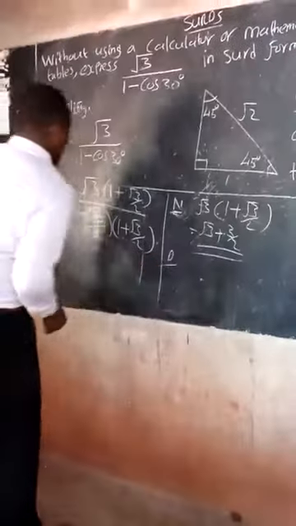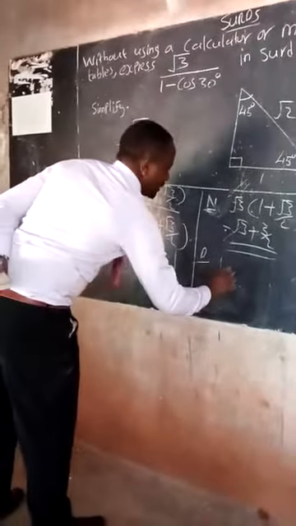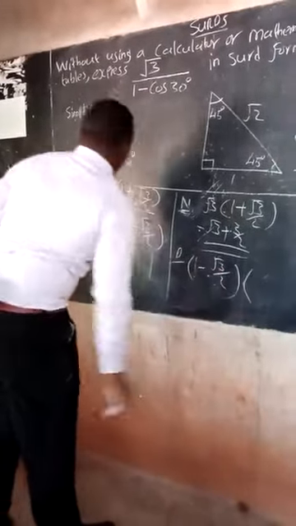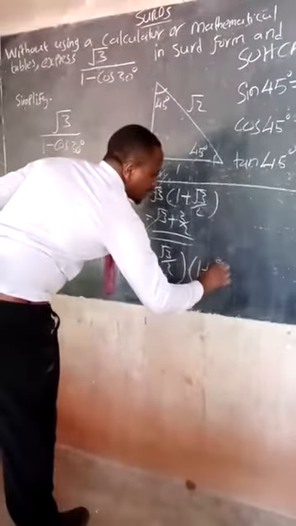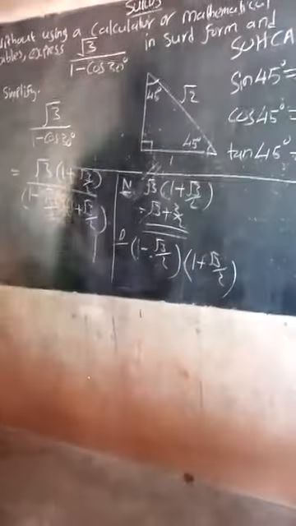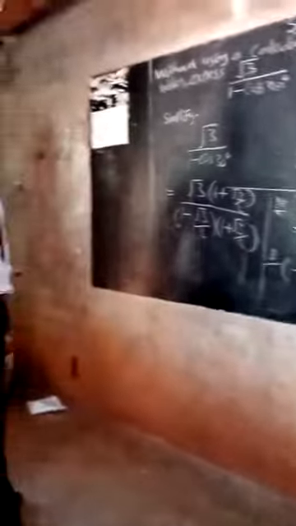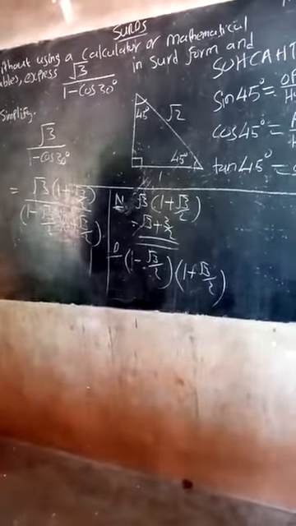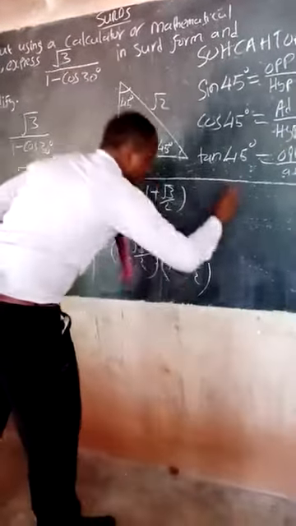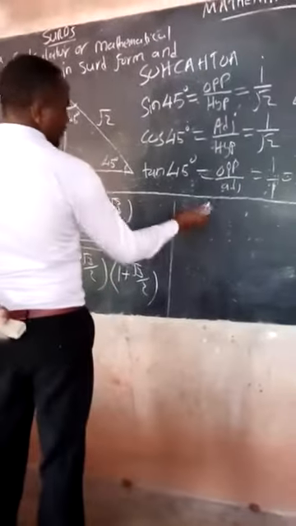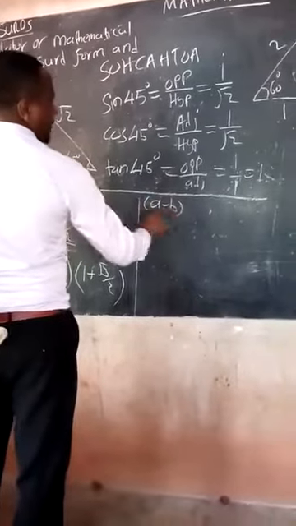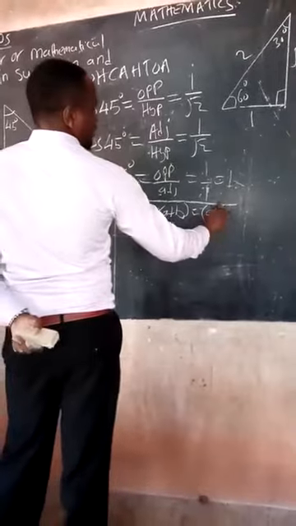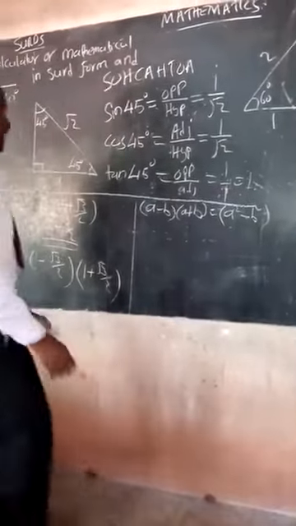For the denominator, we shall have 1 minus root 3 over 2. We multiply by 1 plus root 3 over 2. Okay. This is a difference of two squares, so we should not go using that long way. Of course, we said a minus b times a plus b should be equal to a squared minus b squared. That is it. Simple way.